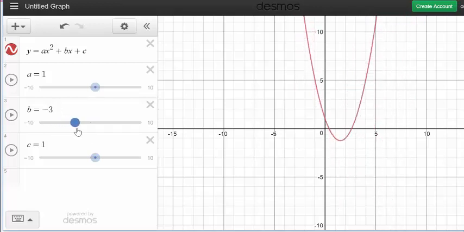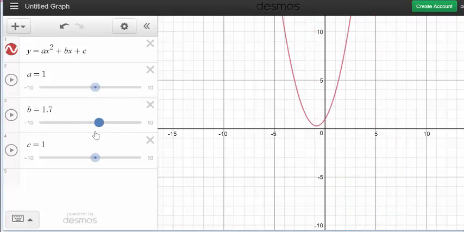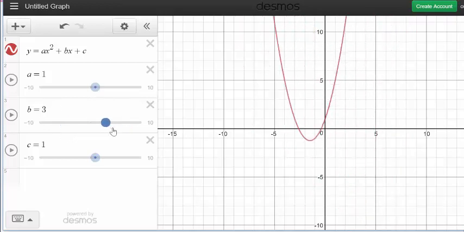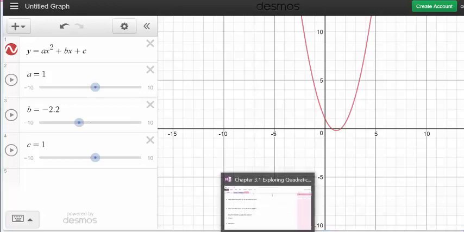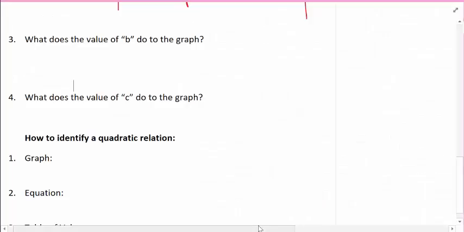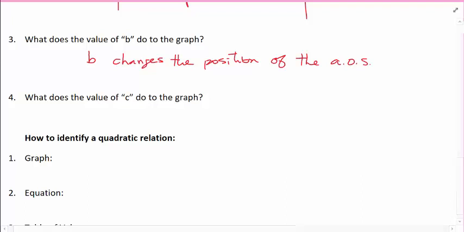No, it doesn't make a circle, no. All I'm gonna write for that is just moving the axis of symmetry. That's all I'm gonna write for now. We'll learn later how B exactly affects the parabola, but I'm gonna just say here for now B changes the position of the axis of symmetry. Okay, so that's all I'm gonna say for B right now.